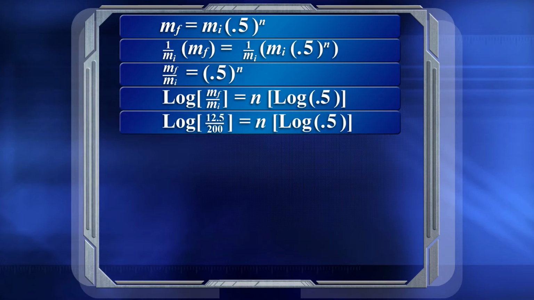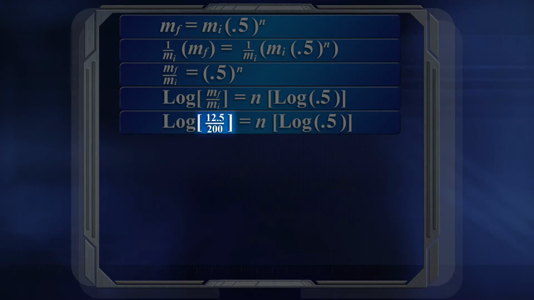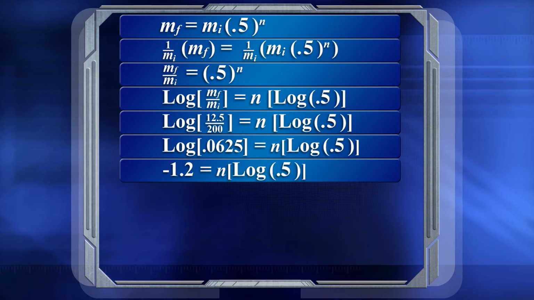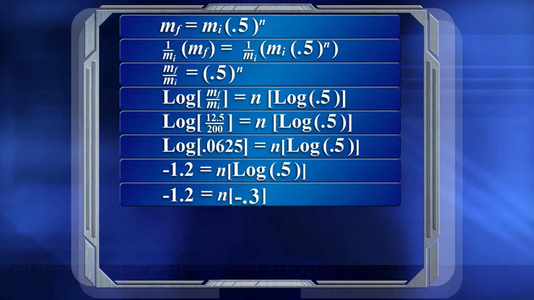So we would get the log of the final mass over initial is equal to n times the log of 0.5. And again, substituting the values in from our problem, we knew that the final mass was 12.5, our initial mass was 200. And so if we divide 12.5 by 200, we get 0.0625. So now we can take the log of 0.0625, which is negative 1.2, and set that equal to n times the log of 0.5. Now if we take the log of 0.5, we get negative 0.3.